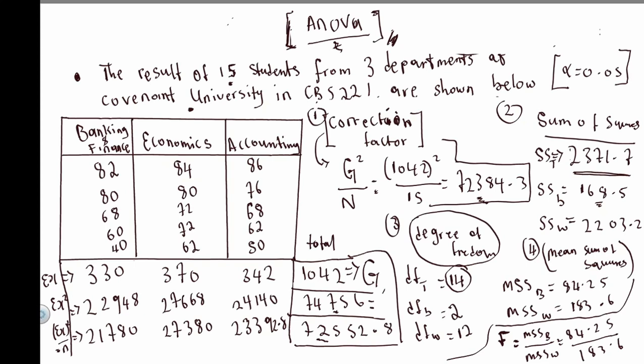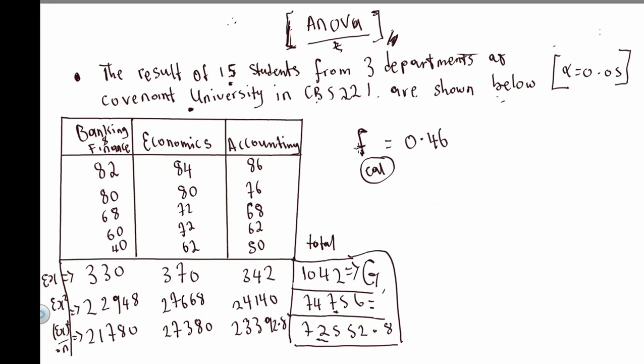So that will be 84.25 divided by 183.6. I already did mine and the answer is 0.46. So that's my answer. Okay, so this is our final answer to all those procedures I went through just to find the F calculated.